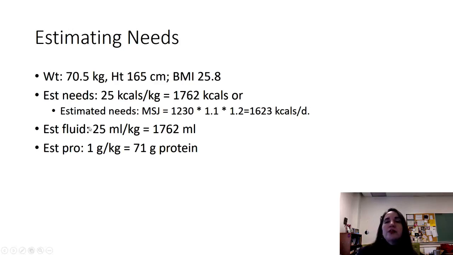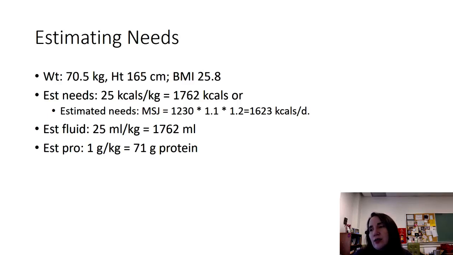For fluid, because she's 70, in other words over 65, if we were going to use the mils per kilogram method for estimating fluid, we probably wouldn't use 30 because she's older and they tend to have a lower fluid need. Also, she's probably indoors a lot and sedentary, and so 25 mils per kilo is fine, which gives us the same as the quick method above, 1,762 mils.